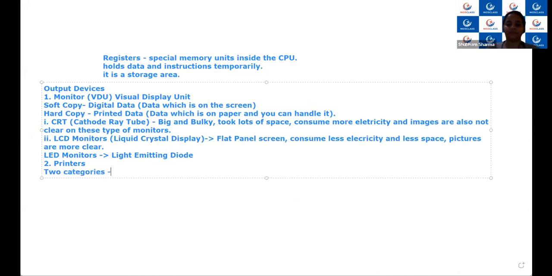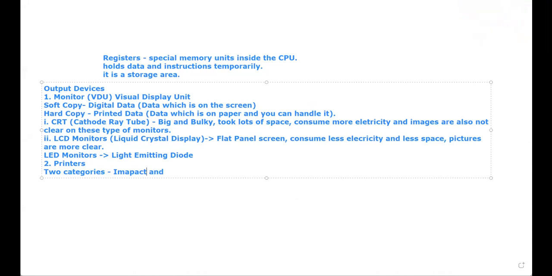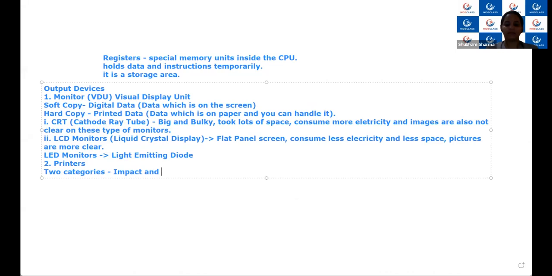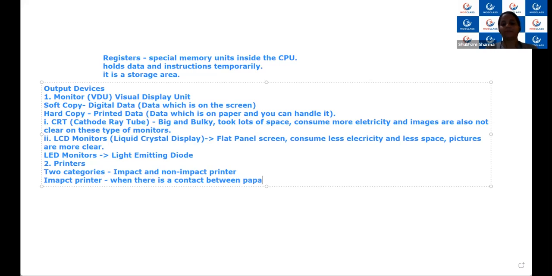Two categories: impact and non-impact printer. Okay, so impact printer. When there is a contact between your paper and printing head, then it is your impact printer. So when your paper and printing head collides with each other like this, it rubs each other, then it is your impact printer.